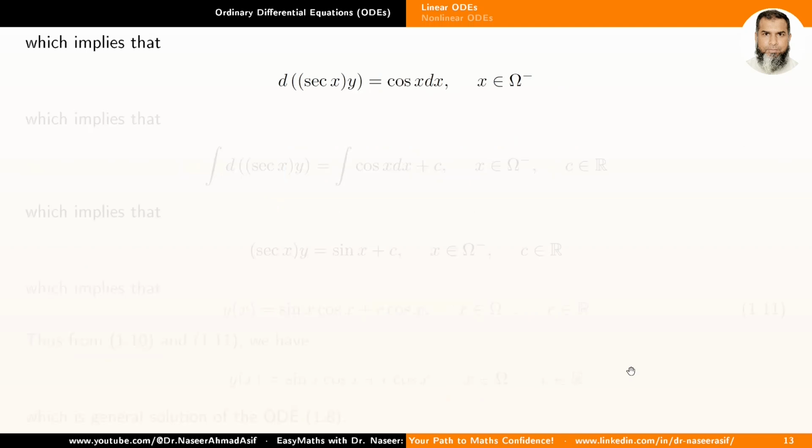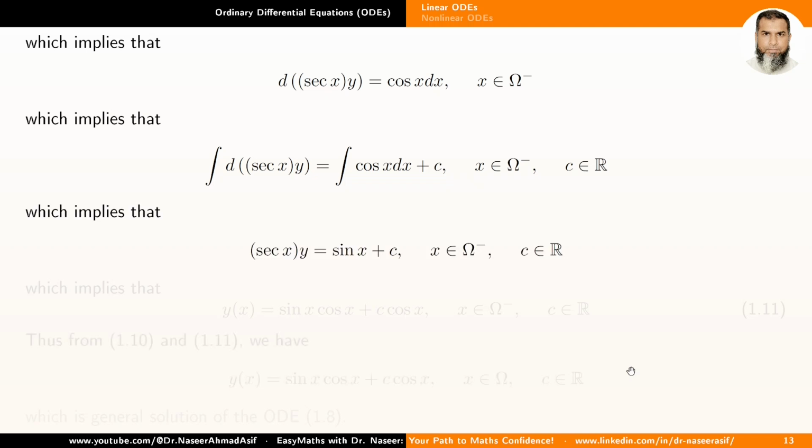So d of (secant x into y) is equal to cosine x dx, where x belongs to omega minus. Now taking the integral, we have the integral of d of (secant x into y) is equal to the integral of cosine x dx plus c, where x belongs to omega minus and c is an arbitrary constant. So secant x into y is equal to sin x plus c, where x belongs to omega minus and c is an arbitrary constant. So y(x) is equal to sin x into cosine x plus c into cosine x, where x belongs to omega minus and c is an arbitrary constant.